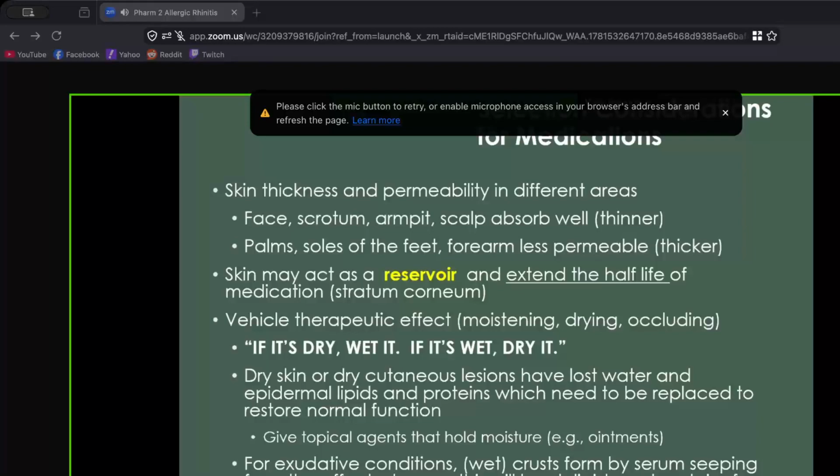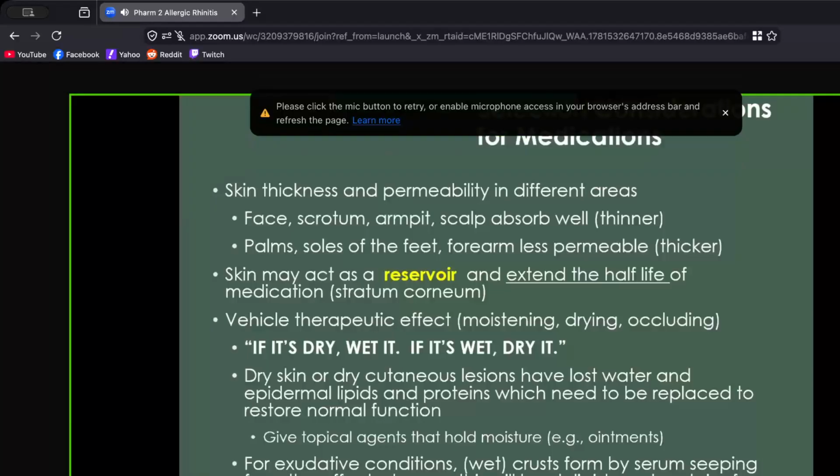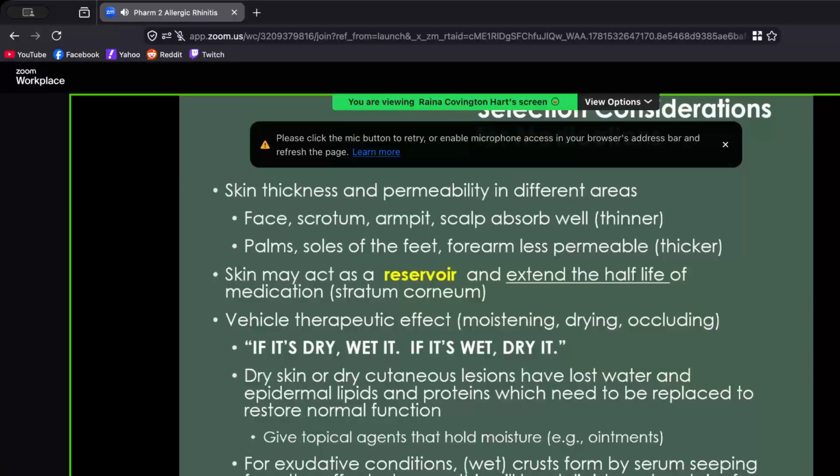Potentially extend the half-life of that medication. So you want to make sure that you're paying attention to that. When we talk about steroids, we don't want to use, for instance, a strong steroid in a place that's very thin, like an armpit. So we want to make sure that in certain areas, we're going to pick certain strengths of medications or certain types of vehicles because that area is thicker or that area is thinner.